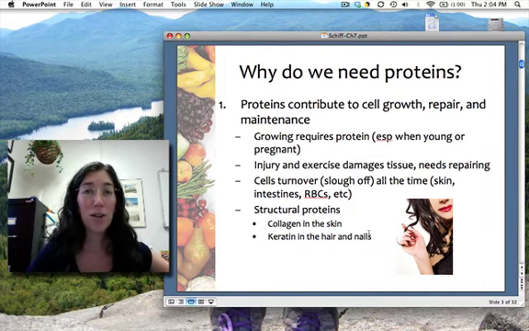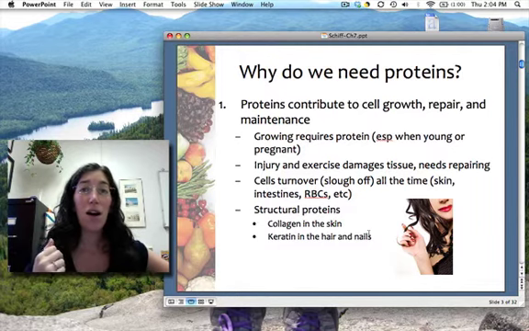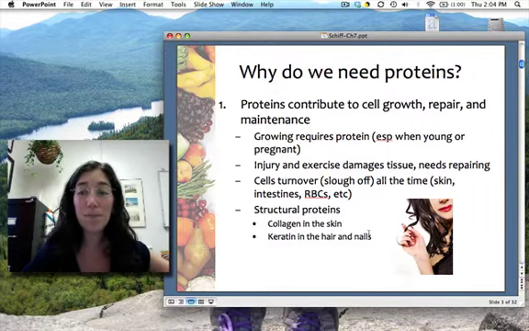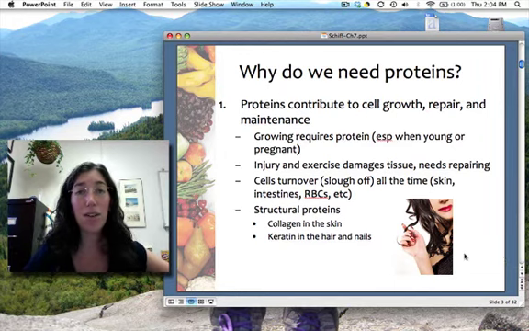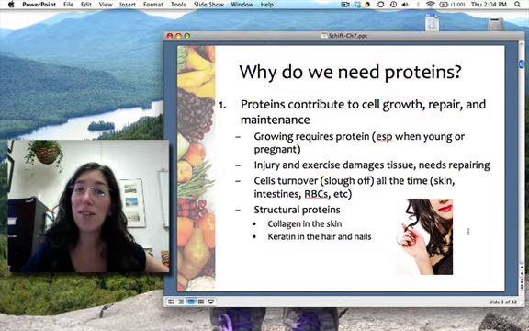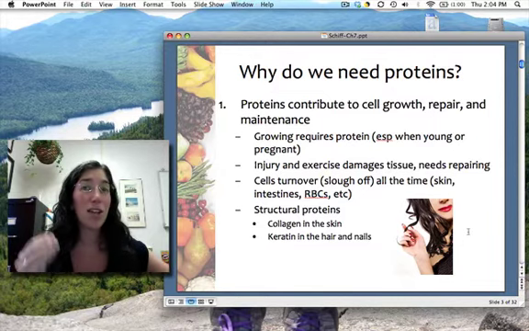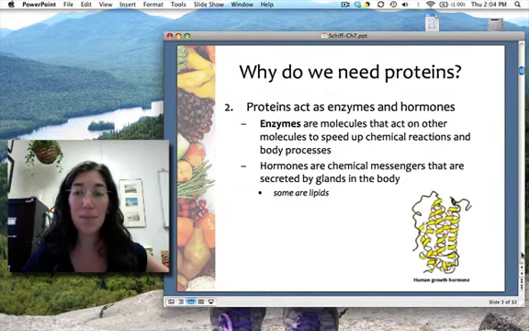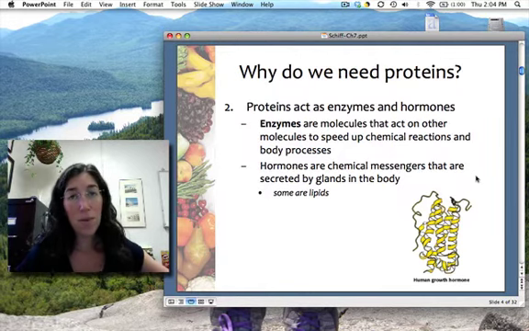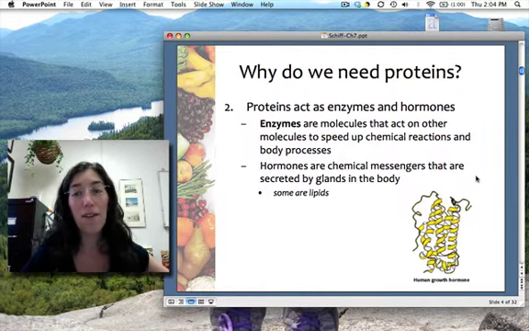And also structural proteins. Your hair and nails are protein. There's no cellular material. They're not cells, they're just protein, which is why it doesn't hurt when you cut them. They are composed of a structural protein called keratin. Keratin is the major protein that makes up your hair and nails. Also in your skin, there's a structural protein called collagen, which helps give your skin that tautness so you don't get wrinkles. So that's the most important job of proteins: growth and development.